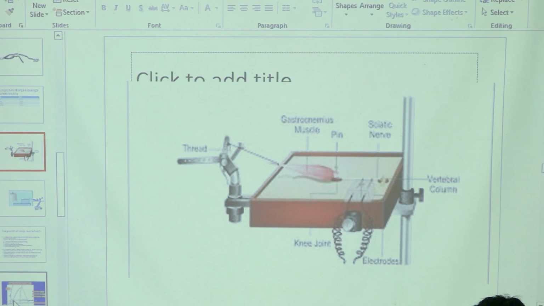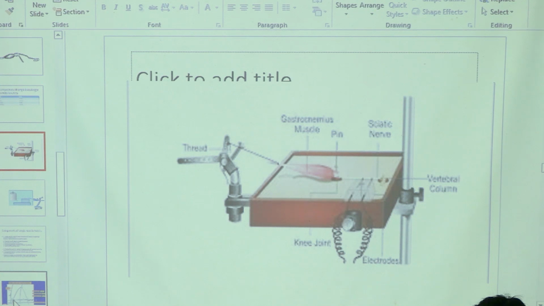If we put the electrode in this part, at the vertebral end, obviously there will be more distance from the muscle. So in this case, if you give a stimulus, the corresponding response will take a little bit more time. So there will be an increase in the latent period of the graph. If you put the electrode here, there will be an increase in the latent period.